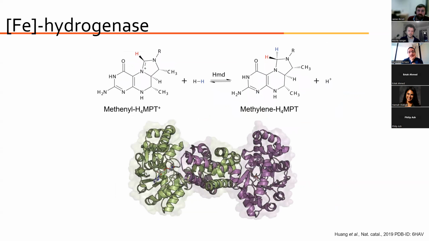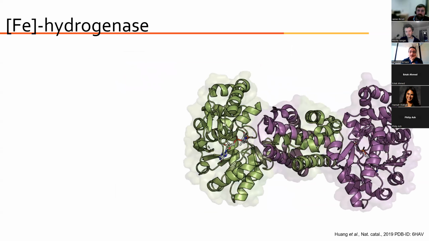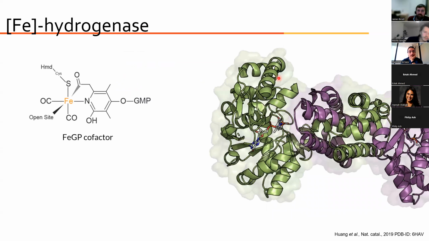HMD is a dimeric enzyme that possesses in its active site a very unique organometallic cofactor called the iron-guanylylpyridinol cofactor. This cofactor is comprised of a GMP moiety, a pyridinol ring, and an iron center. The iron center is further ligated with two carbon monoxide ligands and the cysteine sulfur of the protein, and it's bound to the pyridinol ring by the nitrogen and by an acyl carbon ligation that is so far unique in nature to our knowledge. There's also an open site that is proposed to be the hydride binding site.